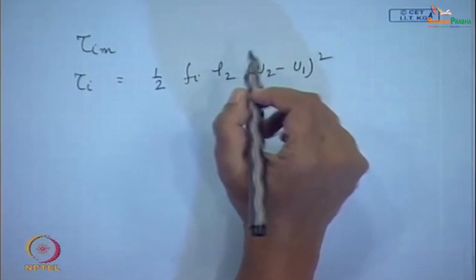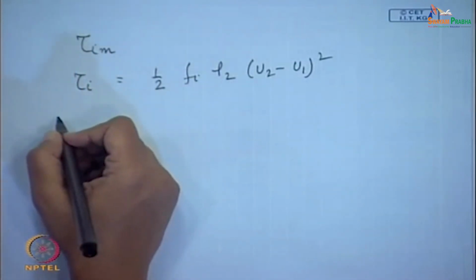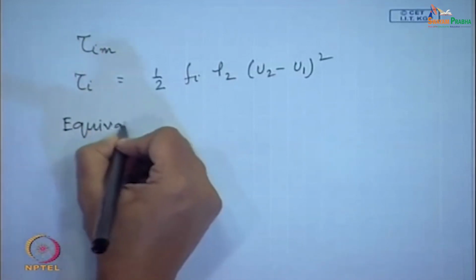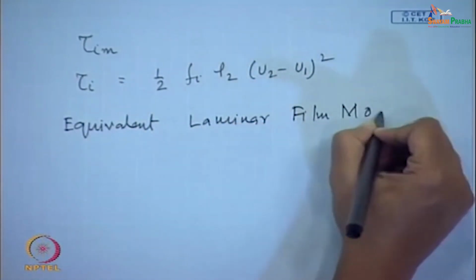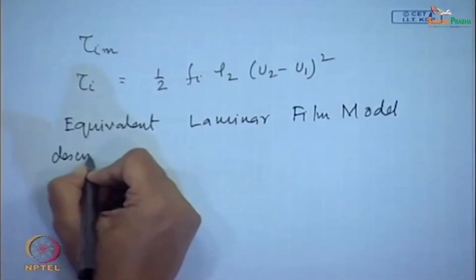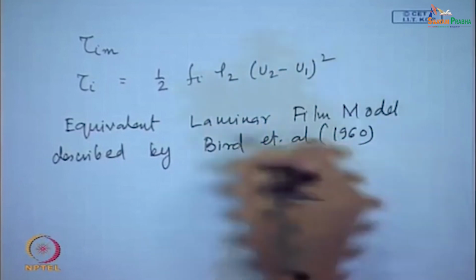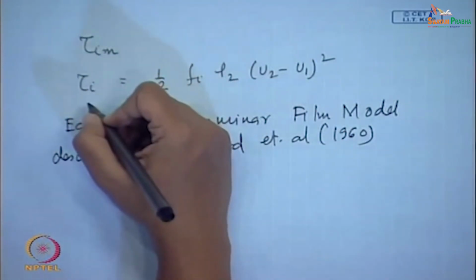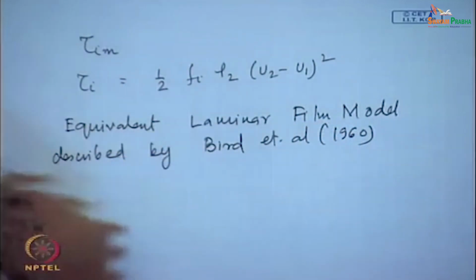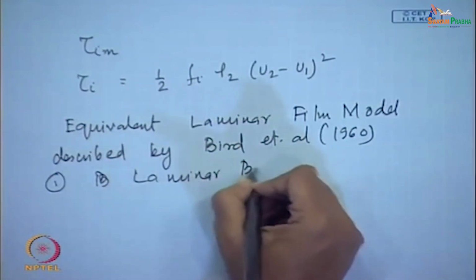First, there is one thing which I would like to tell you, that is, in order to express tau I m in terms of tau I, what we have done is we have assumed the equivalent laminar film model. So, this particular equivalent laminar film model has been assumed, and on the basis of this model we have tried to express tau I m in terms of tau I. Now, what does this model assume? The first thing the model assumes is the boundary layer is laminar.